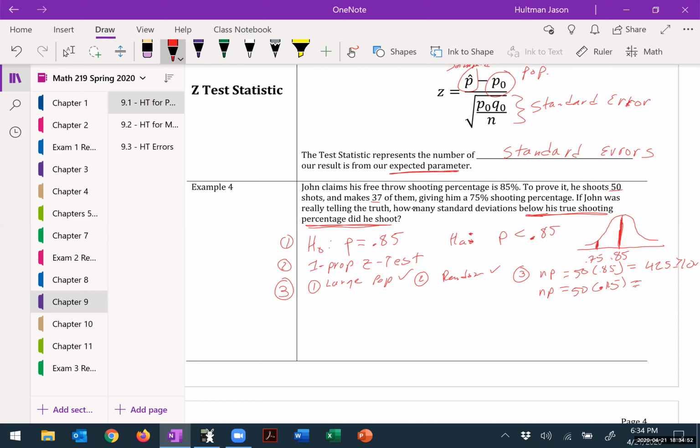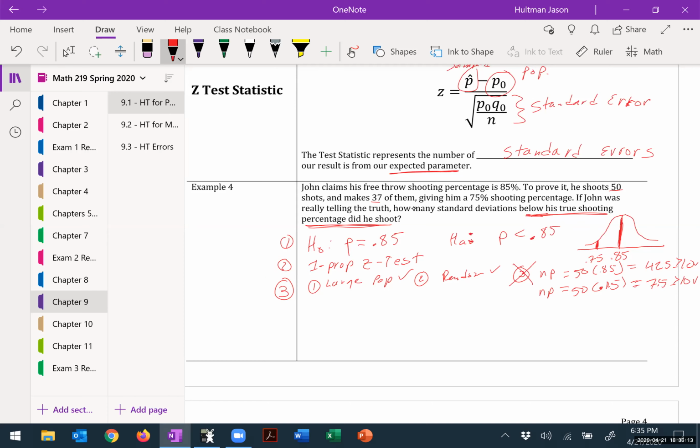So this is 50 times 0.15. Okay, that's 7.5. Is 7.5 greater than or equal to 10? No, that's not. So we cannot do the hypothesis test on this one. Could we still calculate how many standard errors he's away?